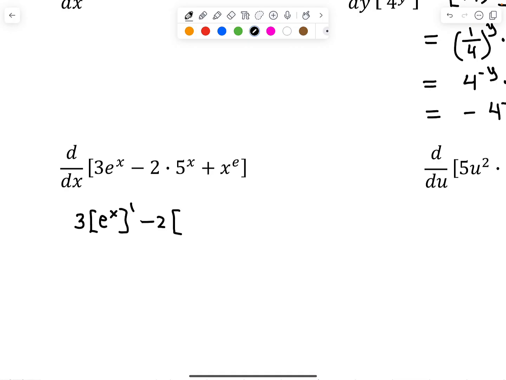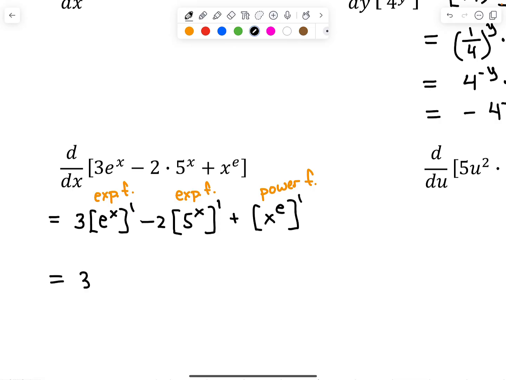a moment, and I can just differentiate the 5 to the x plus, and then I need to differentiate x raised to the e. Now, this is a constant to a variable, this is a constant to the variable, but this is a variable to a constant. So you have an exponential function, another exponential function, but this last one is a power function, not exponential. So for the first 2 derivatives, I'll use exponential rules, but for the last derivative, I'll use the power rule.